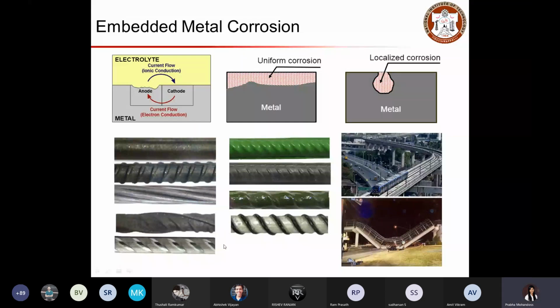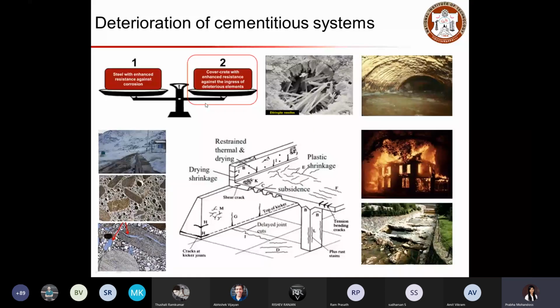And in the second module, when we look at the deterioration mechanism of cementitious systems, this schematic that you are looking at demonstrates the importance of both materials that we commonly use in construction, that is steel and concrete, right? So we need to have a balance between these materials that we use in reinforced concrete structures, and only then will we meet the required durability performance.